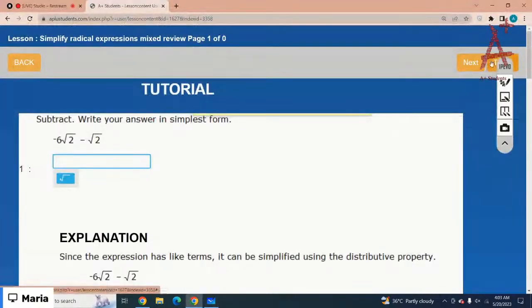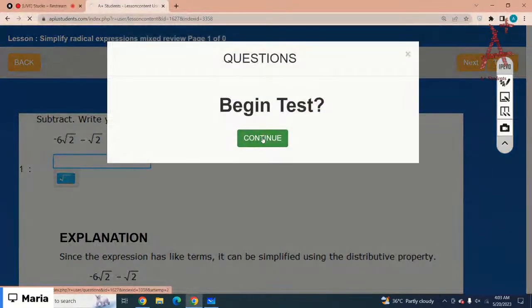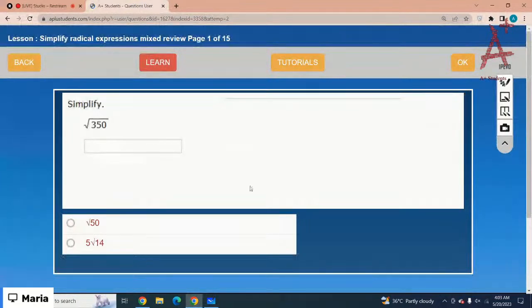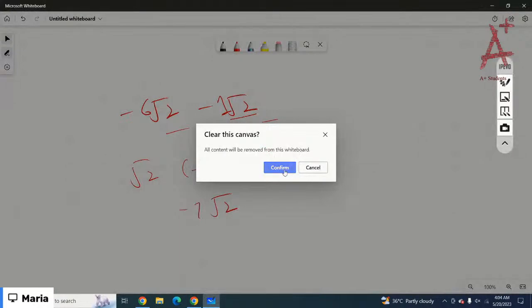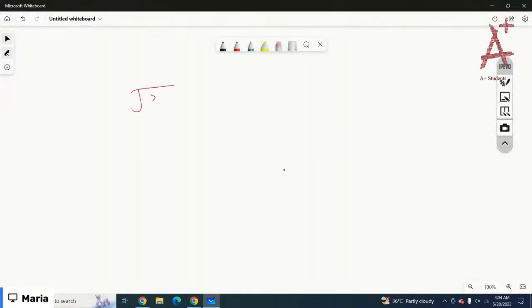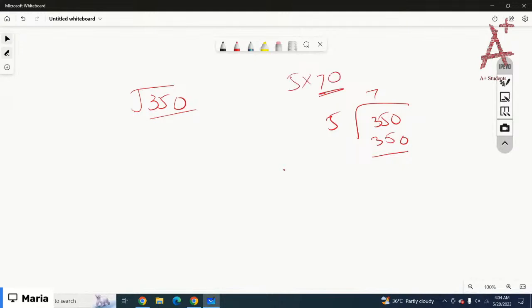Let's just start with the first question. Okay, it would be square root 350. You have to simplify. Square root 350. Let's just simplify. You have to divide the number by the smallest number that can divide. You can divide it by 5. 5 times 7 is 35. It would be 5 times 70. Just factor out 70.